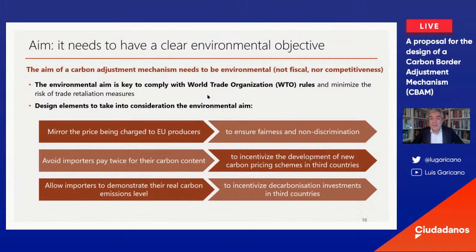First, we need to make sure that we are mirroring the price being charged to EU producers. This is going to ensure that there is no discrimination, that it's a fair mechanism, that whatever you would be paying if you produce aluminum in Avilés, you're going to be paying if you produce it in Morocco and vice versa.